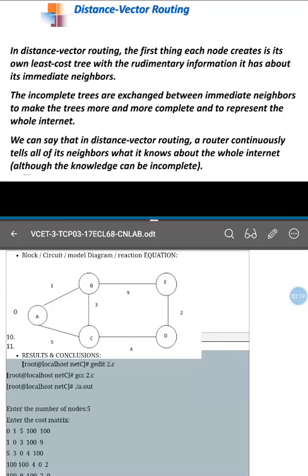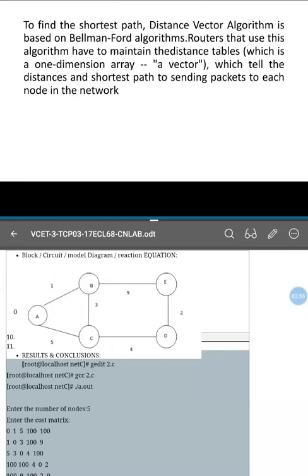In distance vector routing, the first thing is that each node, you can see in the diagram below, A, B, C, D, there are 5 nodes. Each node creates its own least cost tree by having the information of the immediate neighbors. Only the immediate neighbors' distances will be seen. The incomplete trees are later exchanged between the immediate neighbors and then the tree is made complete. So the router continuously tells the neighbors and updates the information.